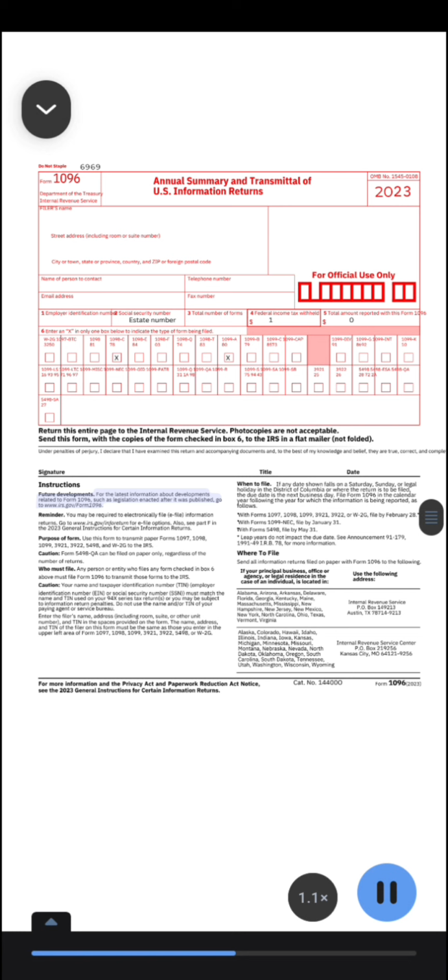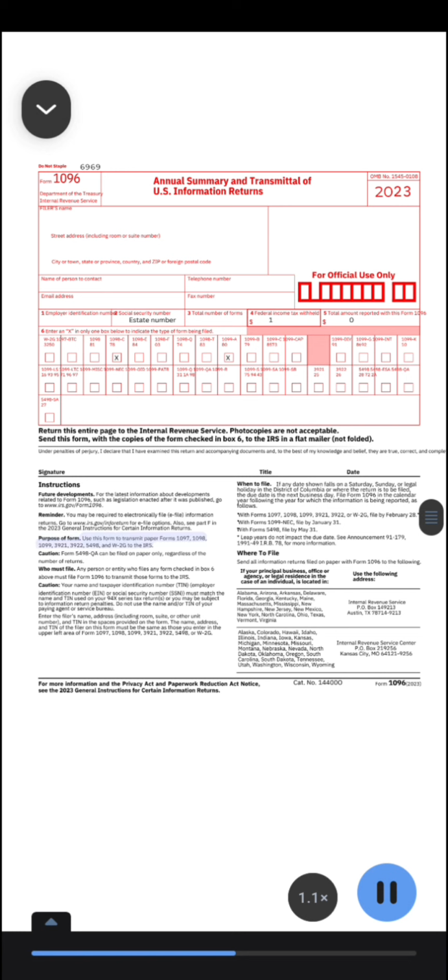Future developments. For the latest information about developments related to Form 1096, such as legislation enacted after it was published, go to www.irs.gov/form1096. Reminder: you may be required to electronically file (e-file) information returns. Go to www.irs.gov/inforeturn for e-file options. Also, see Part F in the 2023 General Instructions for Certain Information Returns.